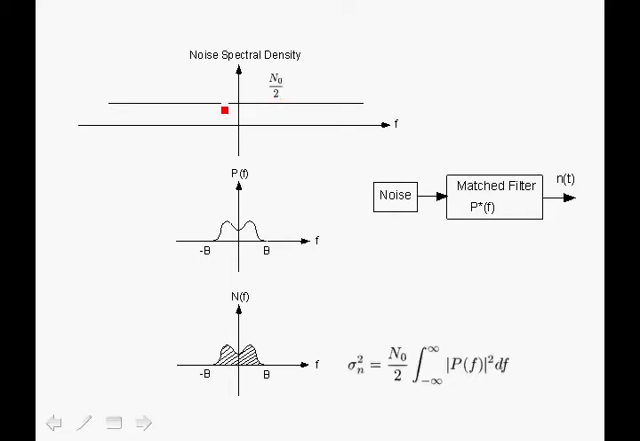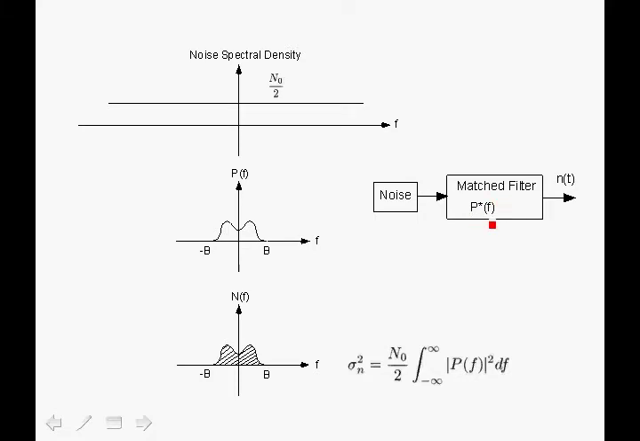Now theoretically the bandwidth goes out to infinity, but in practice it doesn't. There is always filtering going on, but we can assume that over the bandwidth of interest that it is white, it's flat. The noise is input to the match filter. The match filter has a frequency response which is equal to P conjugate of F. Recall that the impulse response of a match filter was p sub capital T minus t, so the minus t creates the mirror image.